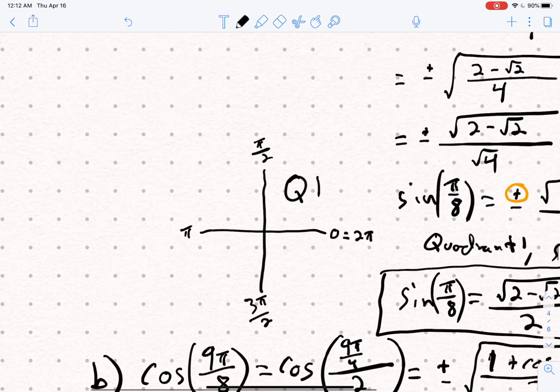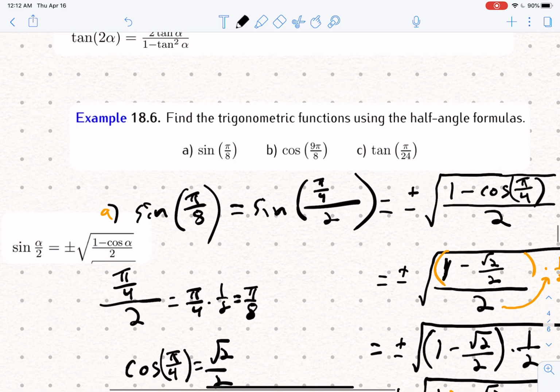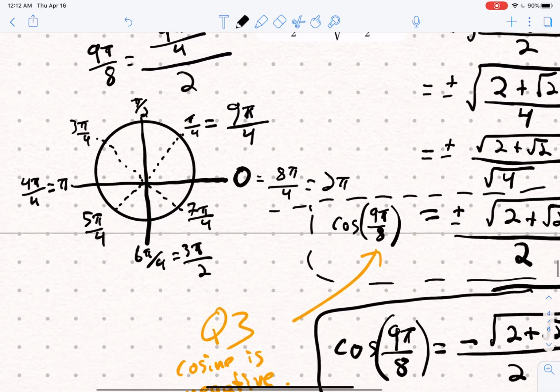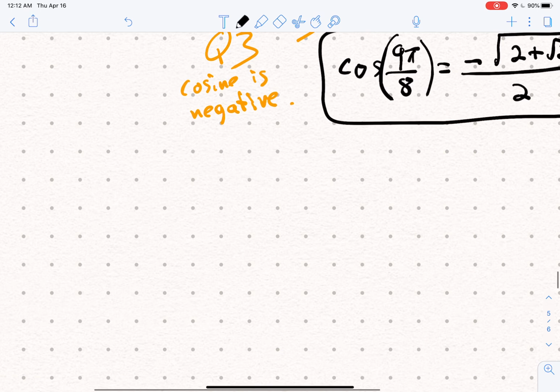Okay, looking at part C is tangent of pi over 24. So let's see if we can figure this one out. So this is C, tangent of pi over 24 equals.